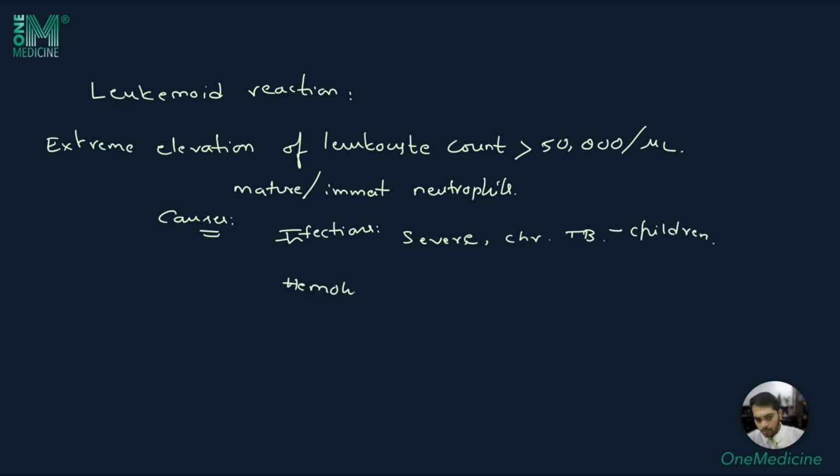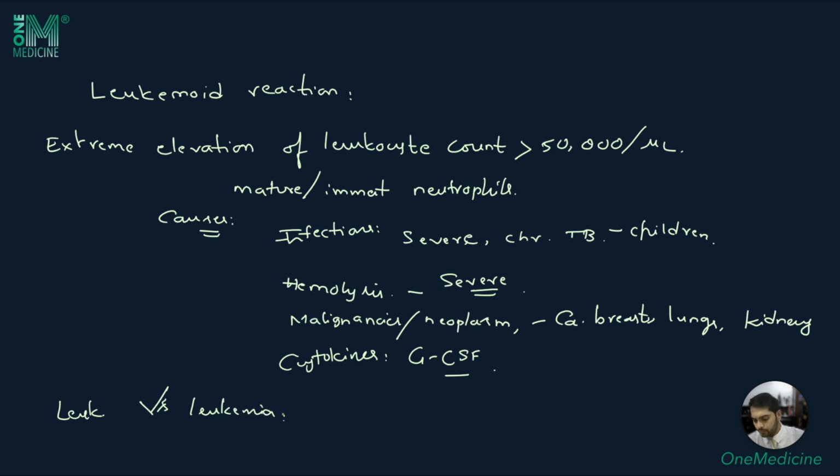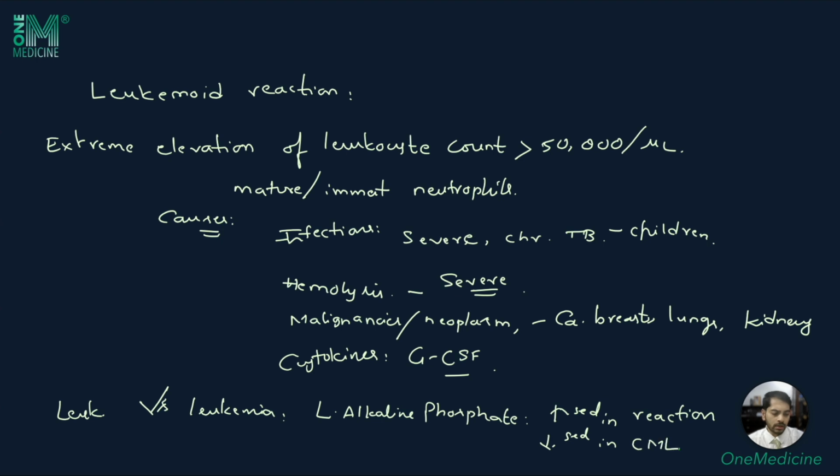Other causes include hemolysis of severe nature, malignancies or neoplasms, especially carcinoma of breast, lungs, or kidney. Cytokines can also cause leukemoid reaction, including granulocyte colony stimulating factor. To differentiate leukemoid reaction from leukemia, leukocyte alkaline phosphatase is measured. This is elevated in case of leukemoid reaction and it is reduced in case of chronic myelocytic leukemia.